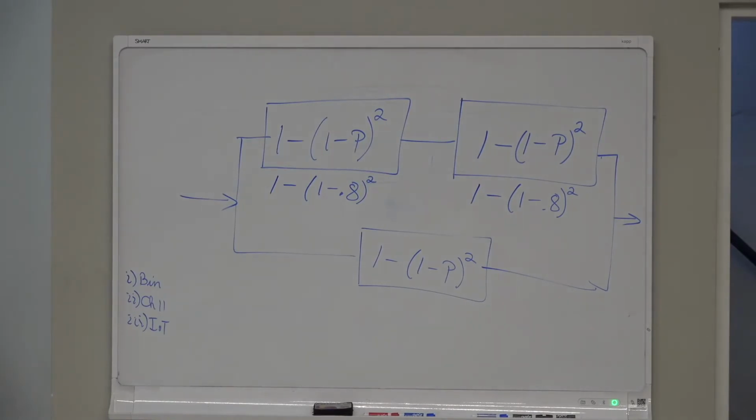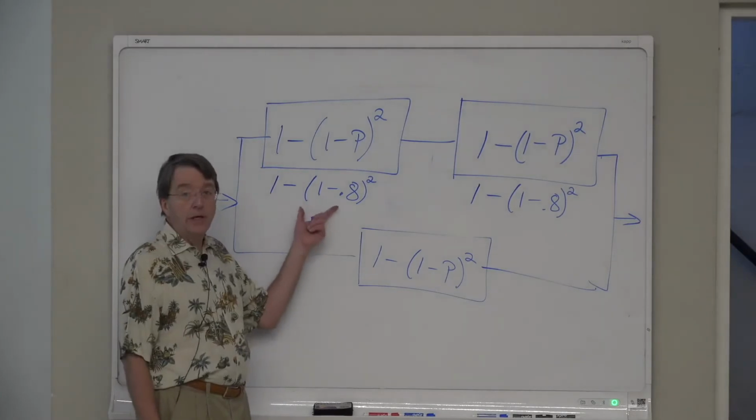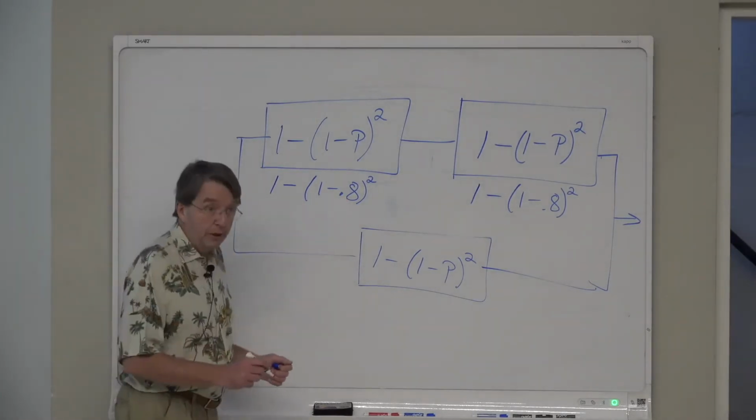0.9216. We got it? I'm concerned you don't have a confident look on your face. Right, so help me out. What is this number here? What's 1 minus the quantity 1 minus 0.8 squared?